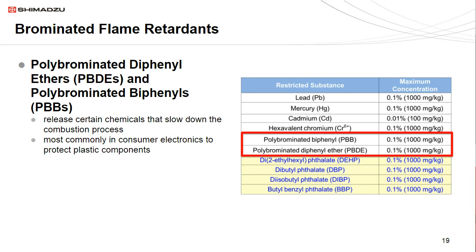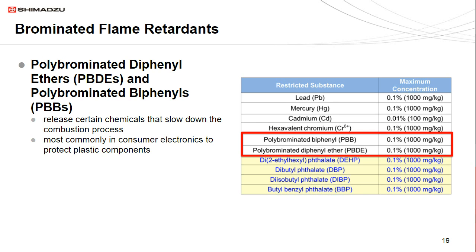So we have our polybrominated diphenyl ethers, as well as our PBBs, or polybrominated biphenyls. Both of these brominated flame retardants are used to slow down the combustion process. So they release certain chemicals that inhibit the combustion process. These are mostly used in consumer electronics in order to protect certain plastic components from catching fire.